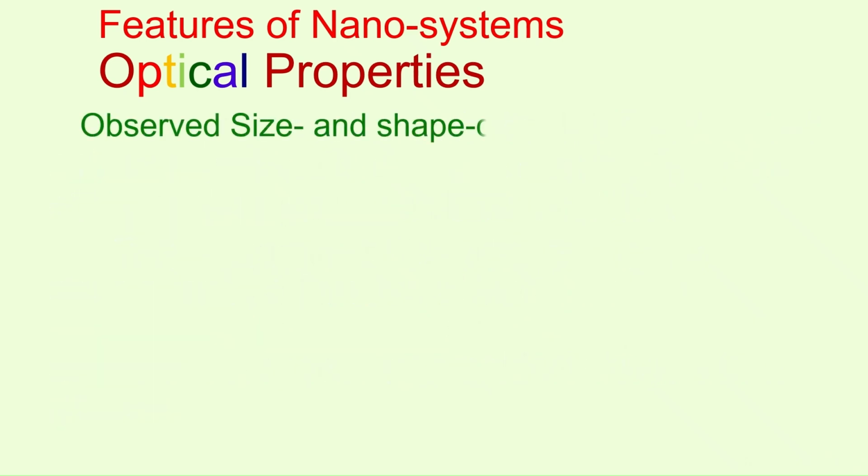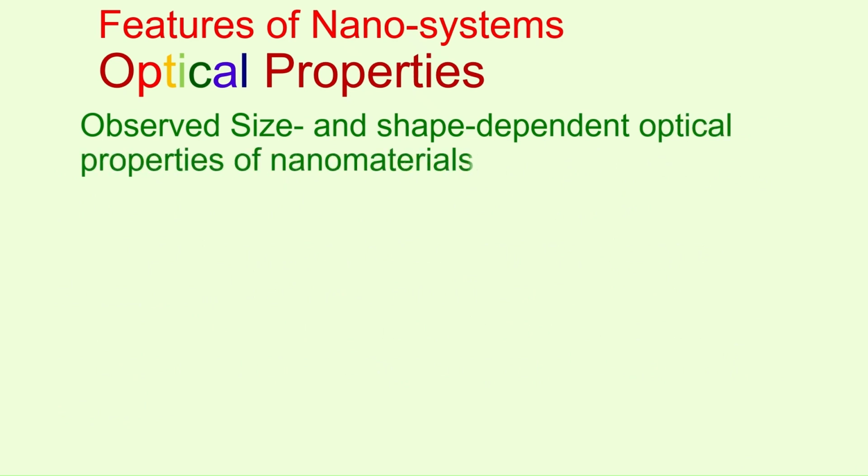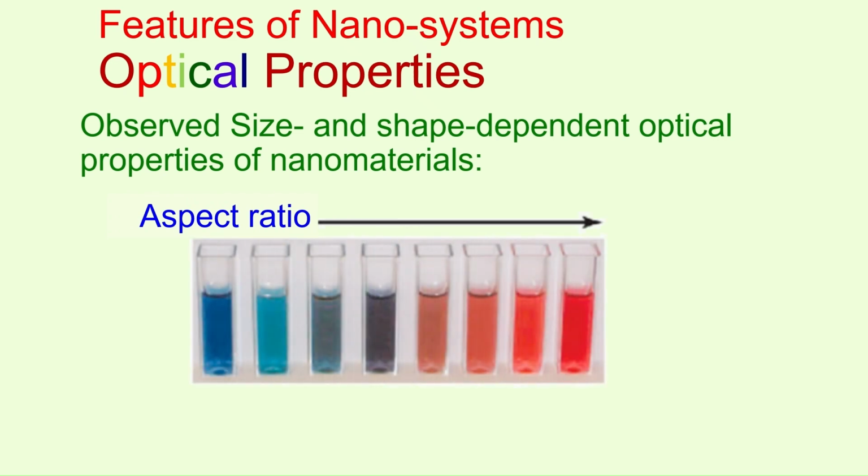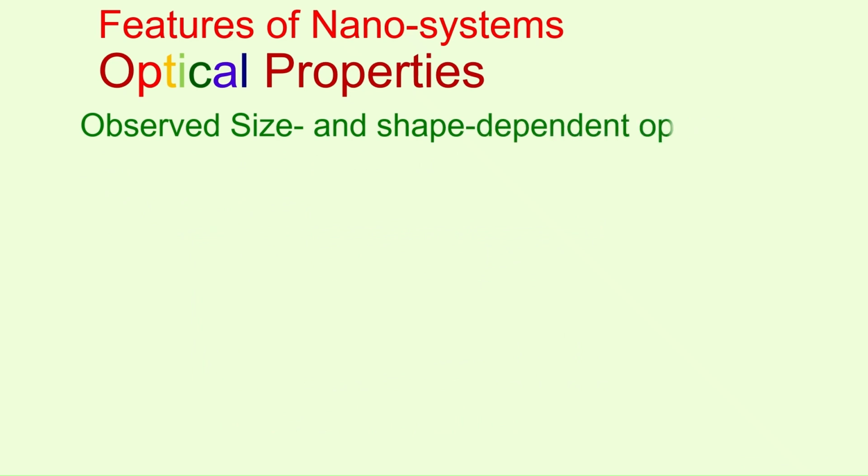We will show you such effects observed in various labs while experimenting with size, shapes and pressure. Here is the aspect ratio of a nanorod of size 50 nanometers. Observed size and shape dependent optical properties of nanomaterials.